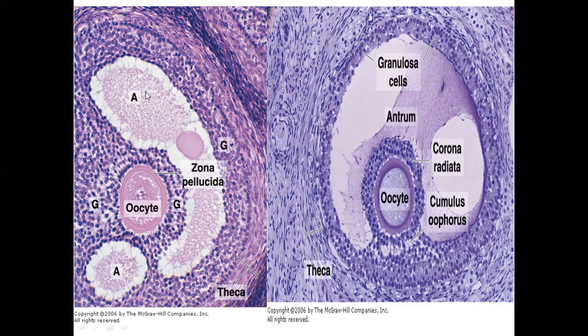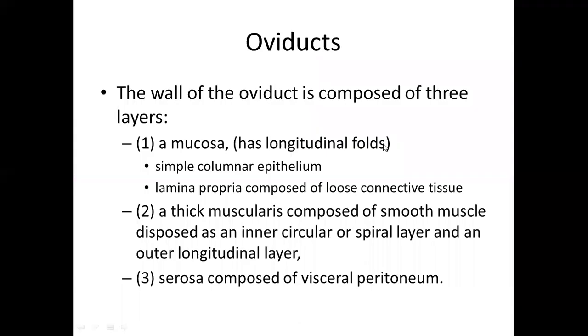Again, on the left side you can see that there are multiple cavities still in this developing follicle. On that basis this will be termed a secondary follicle, because it has multiple developing cavities which are not fully developed as in the case of the right side follicle.